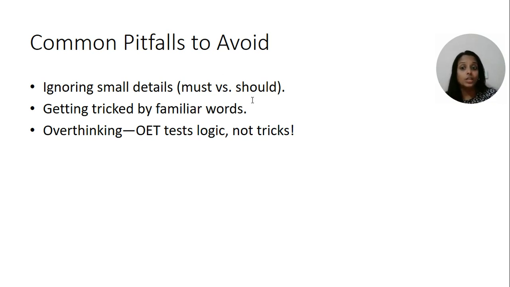And mistake two, getting distracted by familiar words. Just because an answer option contains words from the text doesn't mean it is correct. The meaning matters more than the wording. And mistake 3, overthinking. Sometimes candidates doubt themselves because an answer seems too obvious, but OET is not trying to trick you. It's testing clear, logical reading skills. Got it? So try to avoid these mistakes.